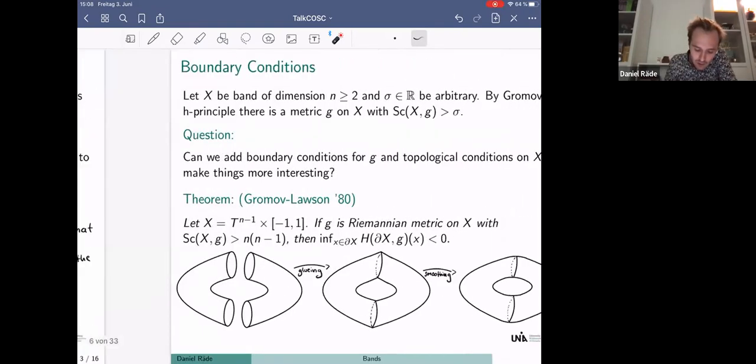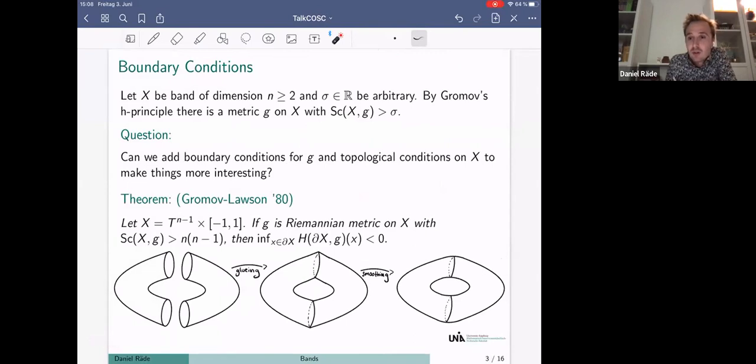All right, so if we ask these questions and look in the literature, we find immediately two results that point in the direction that there's something possible. The first is a theorem, which is basically due to Gromov and Lawson, although there are some ingredients by other people, which I mention. And it's the following. You take a band, a very easy one, a trivial band, it's just a cylinder. Take a torus and cross it with the interval. And then you pick a Riemannian metric on X with scalar curvature bigger or equal than n times n minus 1.